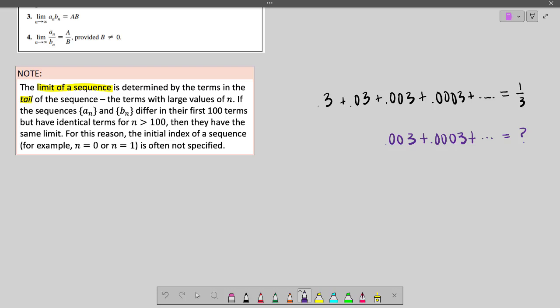So the convergence is based on the tail, and when we talk about a series, it's actually the leading terms that contribute the most to the actual sum of the series. This is going to converge to a third. 0.3, 3/10 is the biggest chunk of that. And so if we took that away, then this is going to converge to something less. Right, so for a sequence, the leading terms don't matter. But for a series, the leading terms do matter.